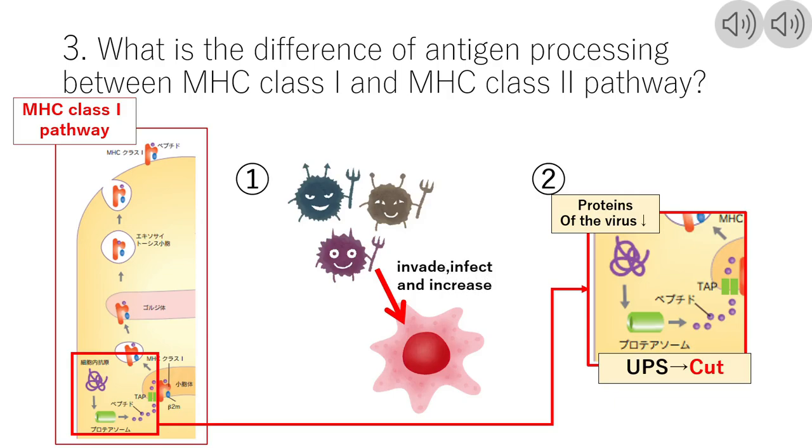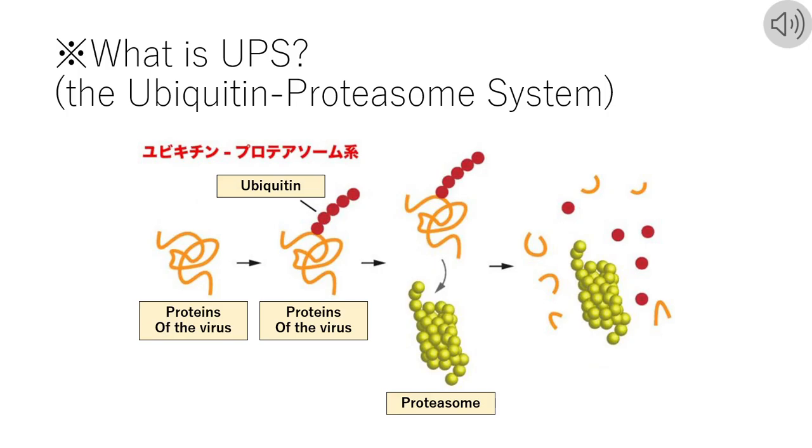And then, proteins of the virus are cut into peptide fragments by UPS, the ubiquitin proteasome system. In UPS, ubiquitin binds to proteins of the virus. Then the proteasome recognizes and cuts them into peptides.